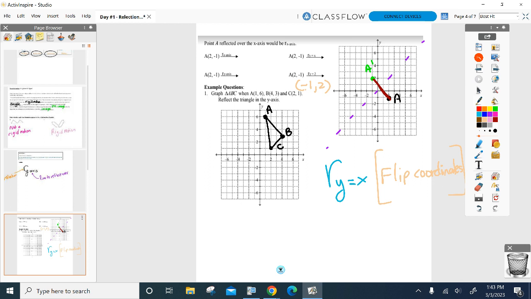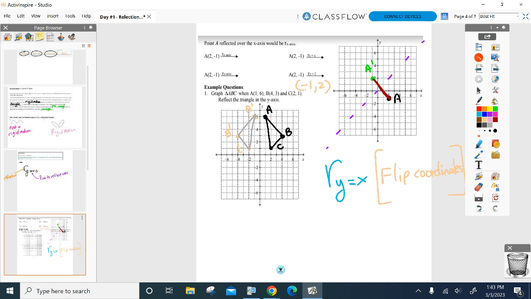Y-axis. I get a few kids giving me the x-axis. Y-axis. If you haven't, label the points, please. A prime, B prime, C prime. It doesn't say state them, so you don't need to tell me what they are, but I want to see the A prime, the B prime, and the C prime. No issues? Looks good?